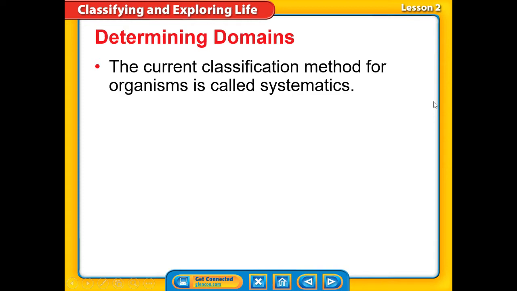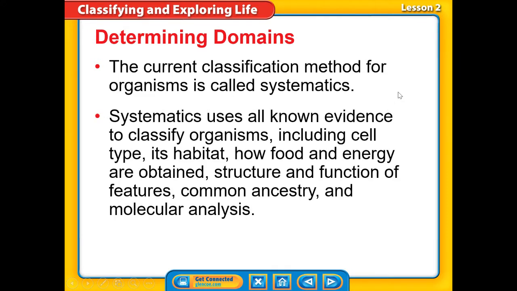So the current system of classifying is called systematics. Now, if you're following along on the worksheet, this is going to be in the second section under determining domains. Okay, we've got matching headings in the PowerPoint that go with the worksheet. So systematics uses all the known evidence to classify living things, including the cell type, their habitat, how their food and energy is obtained, or so how they get food, the structure and function of their features, their common ancestry, and molecular analysis. So they're looking at their DNA.